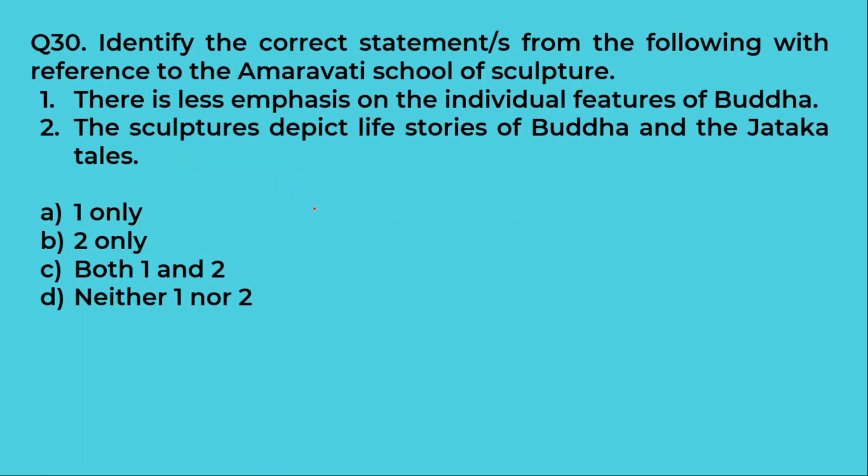The last question for today. Identify the correct statements from the following with reference to the Amaravati school of sculpture. First statement says there is less emphasis on the individual features of Buddha. Second, the sculptures depict life stories of Buddha and the Jataka tales. 1 only, 2 only, both 1 and 2, or neither 1 nor 2. Solve the question, pause the video. I am telling you the correct answer. C option is the correct answer as both the statements given here are correct.